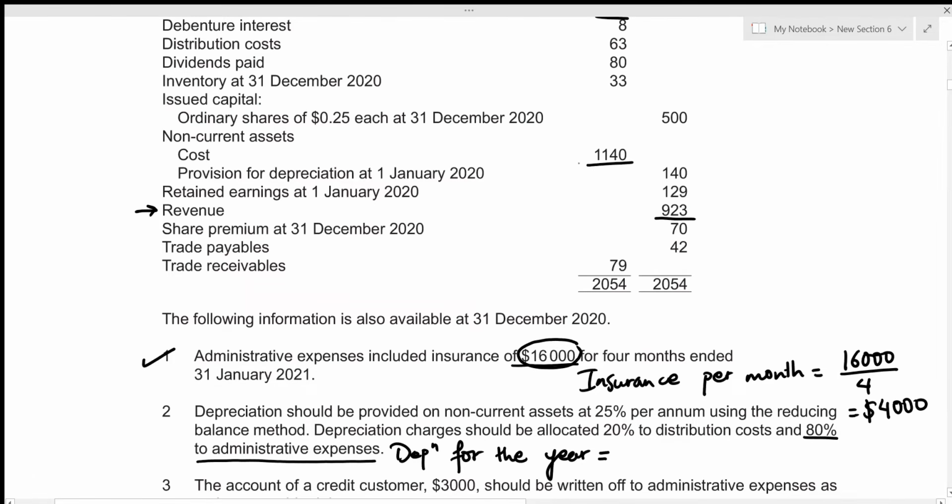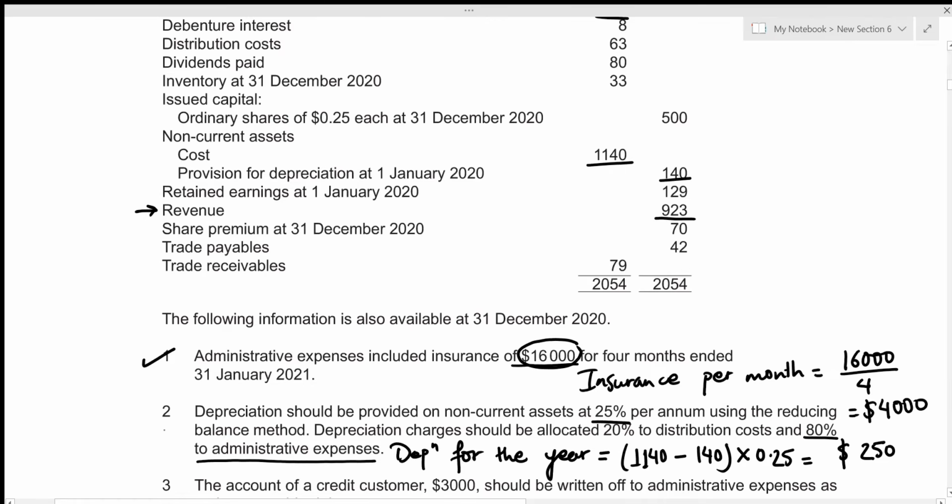So that's 1,140 and then 140. We just figure out the net book value. In order to do so, we subtract the provision for depreciation from cost, which is going to be 1,140 minus 140. That will be the net book value, and we multiply it with the rate. And the rate is 25%, so we can just multiply it with 0.25. This gives us the depreciation charge to be 250. Now, out of this 250, 80% should be included in the administrative expenses.